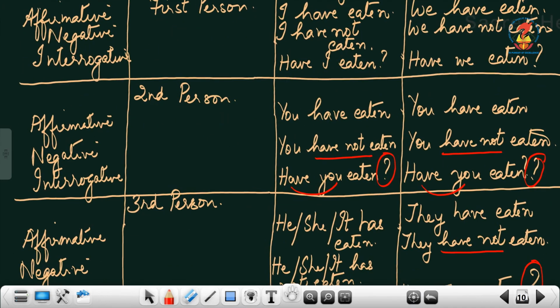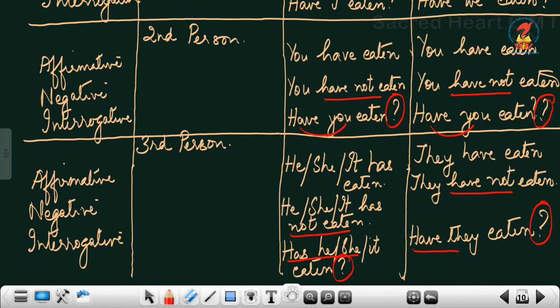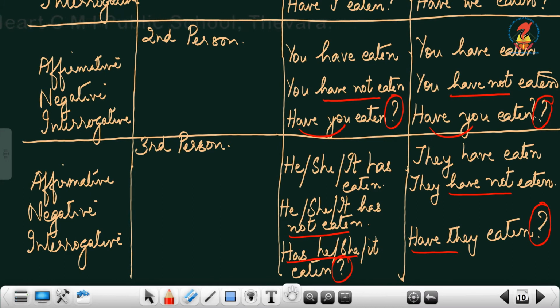Now how will you express this in the third person pronoun? Third person singular is he, she or it. So he, she, it has eaten, they have eaten. He, she, it has not eaten, they have not eaten, plural. Has he, she, it eaten? Remember, because it's interrogative, you always have to put the question mark at the end. In the plural form, have they eaten? So this is how you go about doing the present perfect tense.